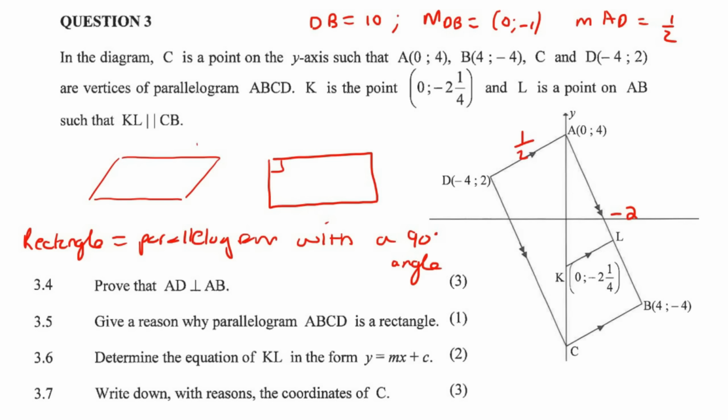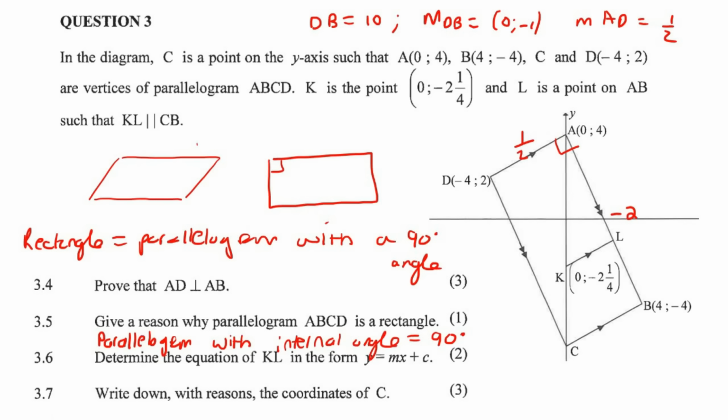So we've just proved that these two lines over here are perpendicular, so that means that they are forming a right angle. So the reason that it's a rectangle is that it is a parallelogram with an internal angle equal to 90 degrees. So it's a parallelogram with an internal angle equal to 90 degrees.